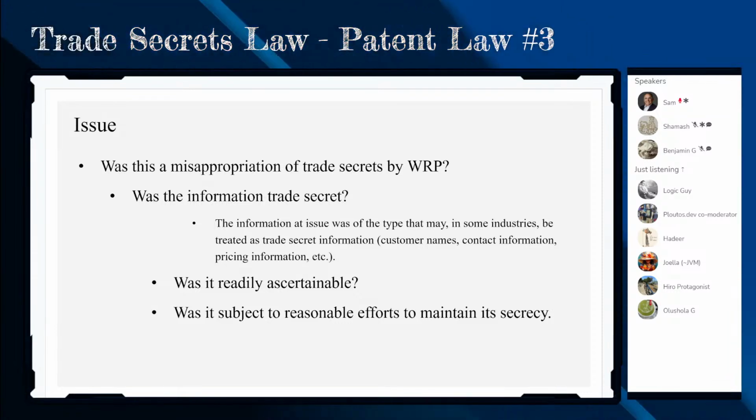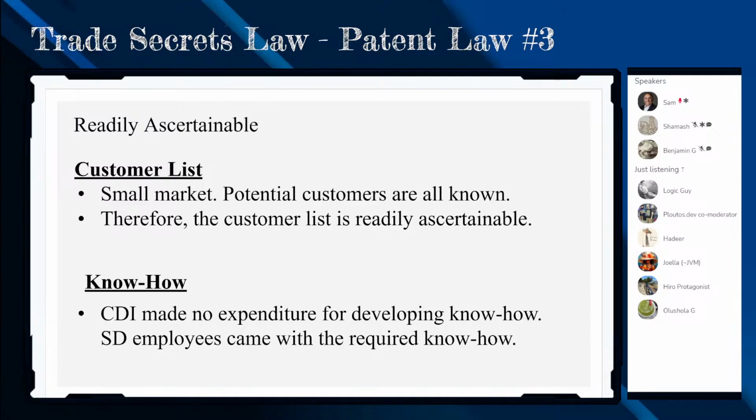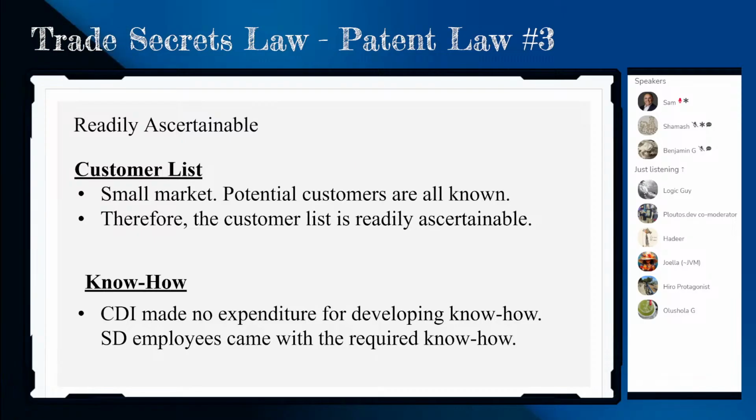And the second issue is basically a segue to next week's session, that was the information subject to reasonable efforts to maintain its secrecy. So next week we're going to be talking about this. And the court kind of bifurcates the issue on slide 16. And we have two potential trade secrets at issue here. The first one is customer list. The second one is know-how.